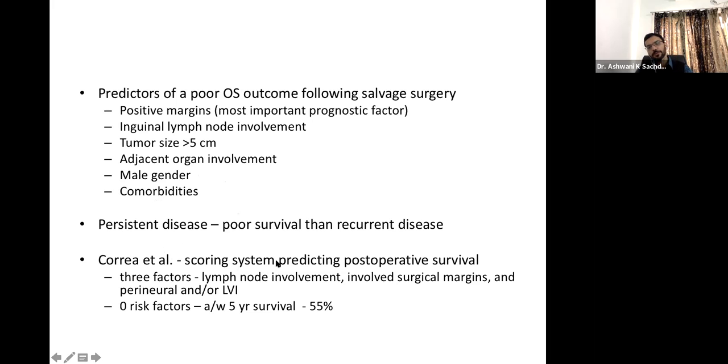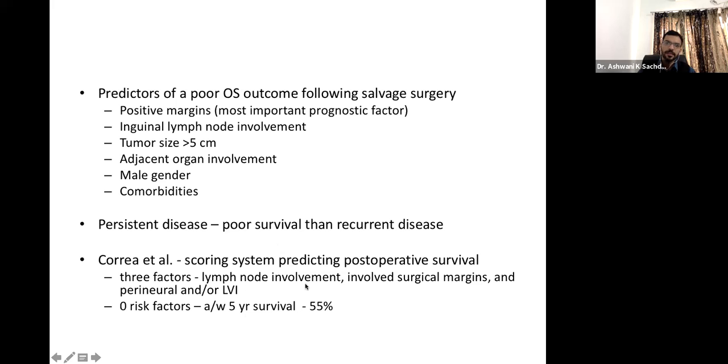Some people have found persistent disease to be associated with poorer survival than recurrent disease, because the hypothesis is that persistent disease will contain tumor cells which are resistant to the treatment. Like with chemotherapy and radiation therapy, they are resistant to that treatment, so they have high chances of recurrence again, even with the salvage surgery, and poor overall survival.